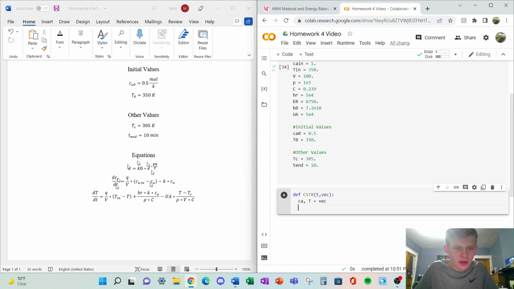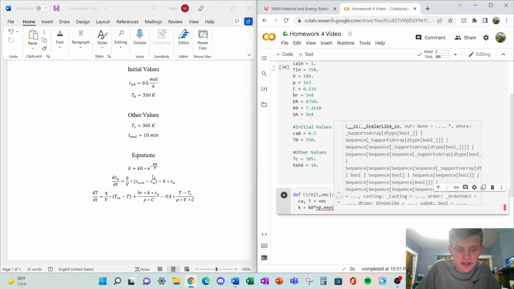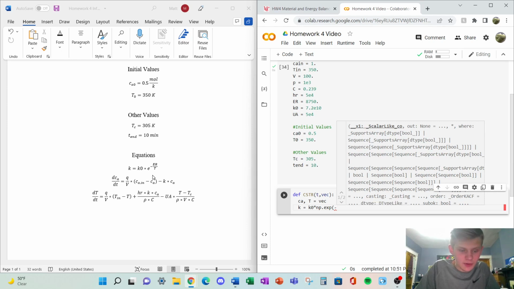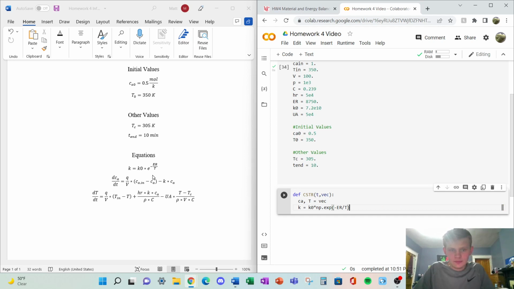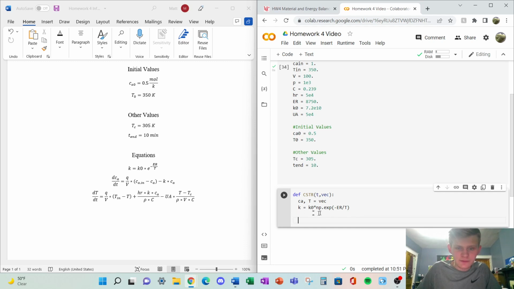Before we start writing out our equations, we need to do one thing first. We need to set our reaction rate equation. So we're going to take our values from above, our frequency factor multiplied by a numpy exponential function of minus our activation energy divided by our temperature. And this will be our reaction rate for our problem. Then we want to write out our functions.